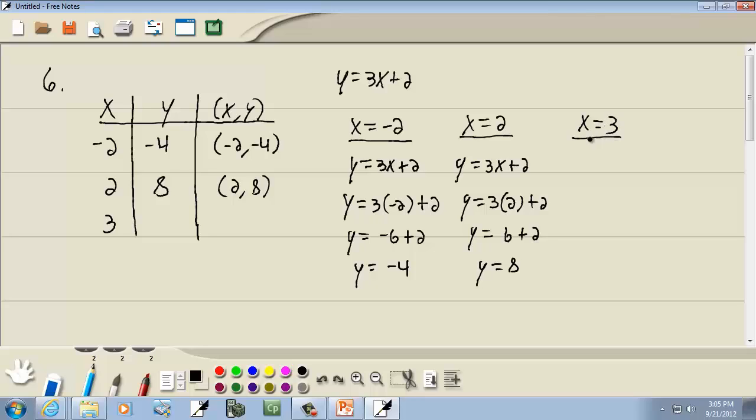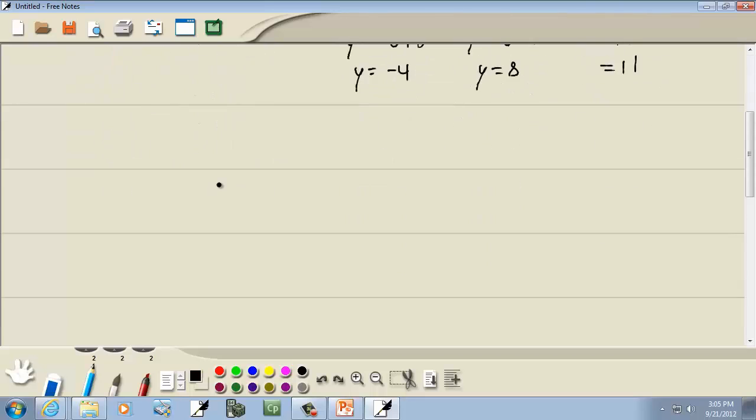And then we'll do our last one, x is equal to 3. And again, we're going to plug 3 in for our x. So we've got y is equal to 3x plus 2. So we've got 3 times 3 plus 2, which gives us 9 plus 2, which gives us 11. So this would be (3, 11). And those would be our answers.